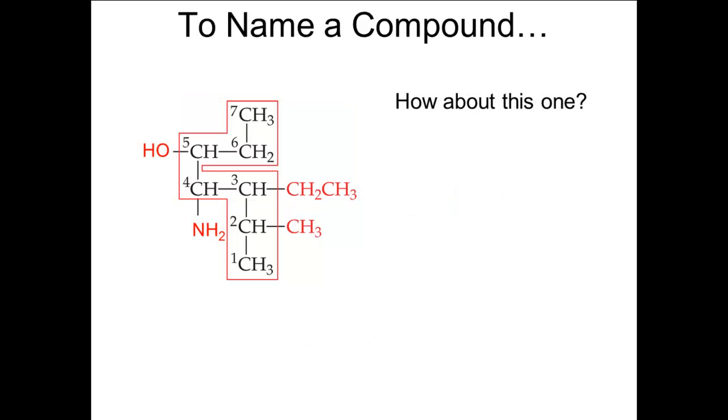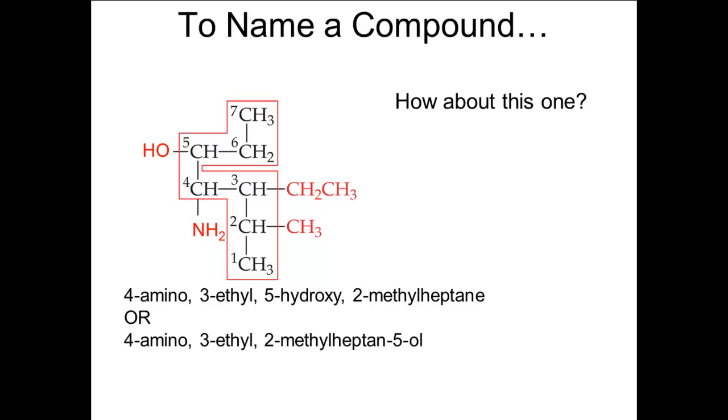Let's try this compound. We again have the longest carbon chain highlighted as a heptane. We have a methyl group on carbon 2, an ethyl group on carbon 3, an amine group on carbon 4, and a hydroxy group on carbon 5. So the best name, the one with the substituents in alphabetical order, is 4-amino, 3-ethyl, 5-hydroxy, 2-methyl heptane. It could also be named 4-amino, 3-ethyl, 2-methyl heptane 5-ol if we choose to use the hydroxy as a suffix.